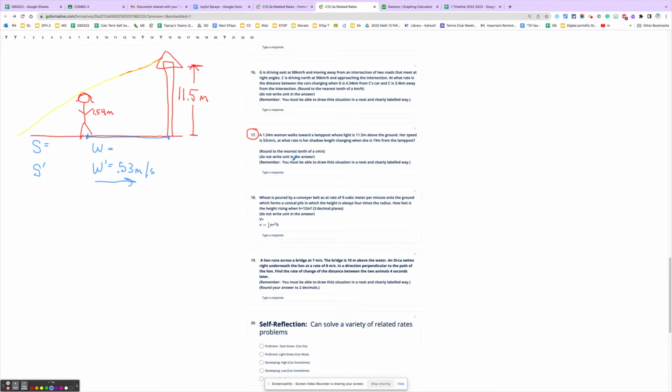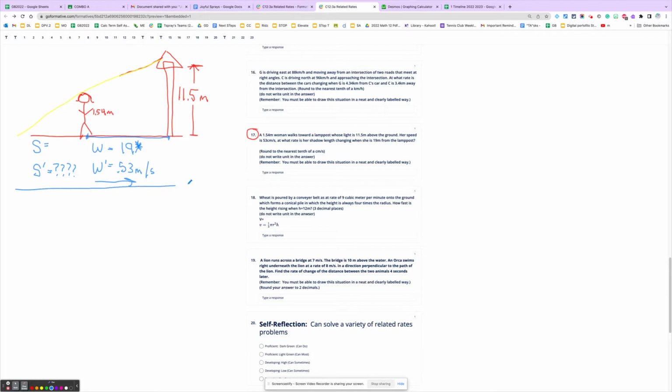So let's see what other information is given. At what rate is her shadow length changing? So we're trying to find this value right here. And the question is, how is this rate changing when she is 19 meters from the wall? So I'm going to put an asterisk by that, because we can only put that value in after we take the derivative, because a derivative finds the instantaneous change at a particular moment in time. 19 and 20 could be different, and are different in most situations.